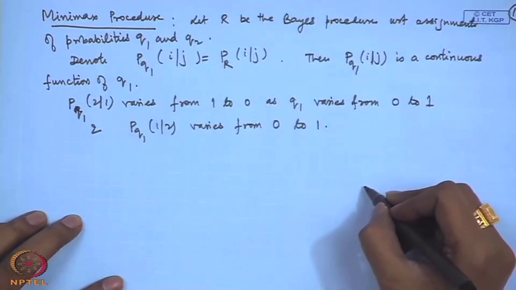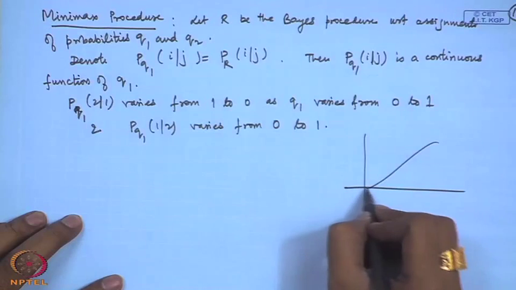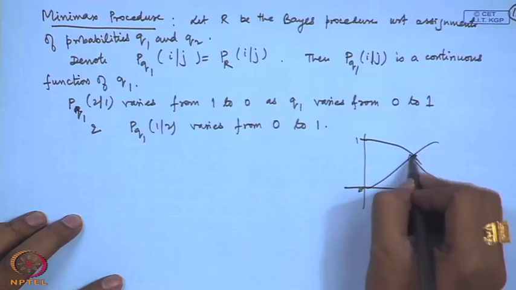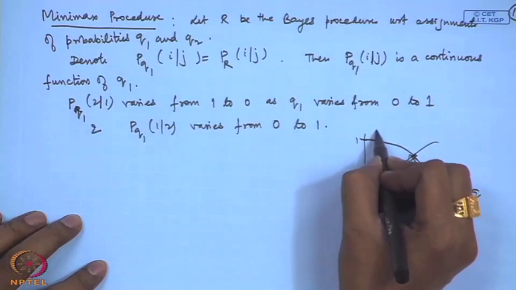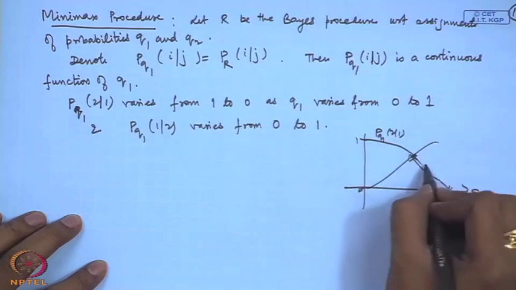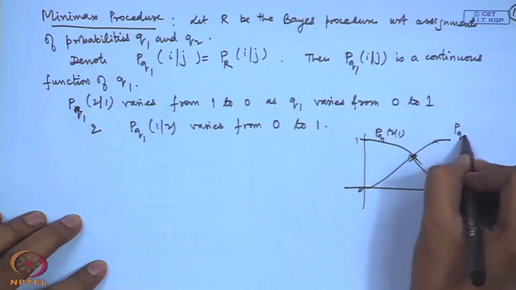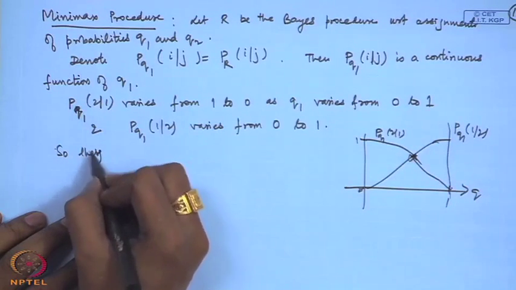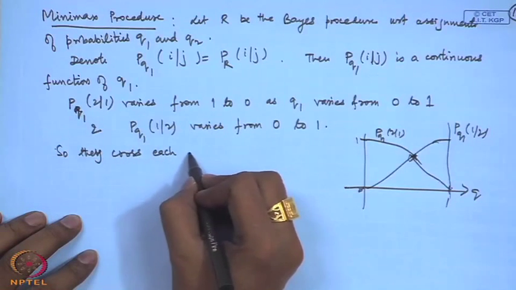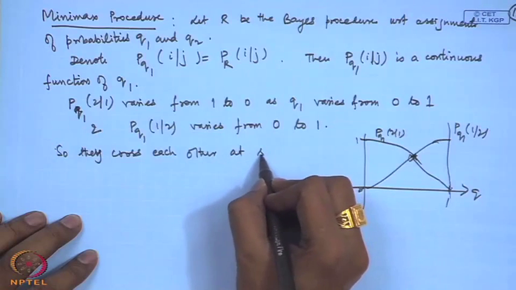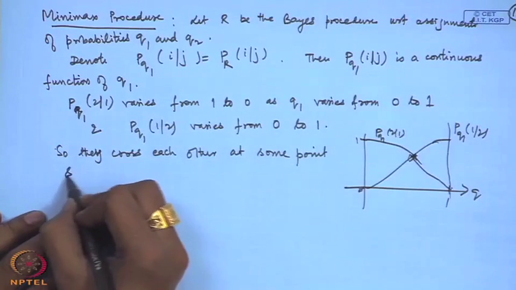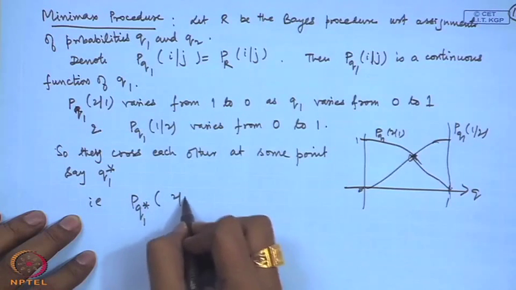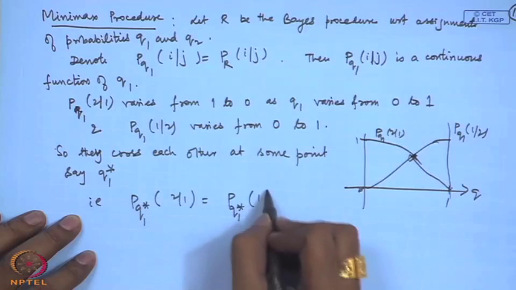So, you can see that they are continuous functions and they are varying between 0 to 1 as q 1 varies from 0 to 1. So, certainly they will cross at some point. If I am considering the graph of p q 1 (2 given 1) and the graph of p q 1 (1 given 2) between 0 and 1, then they will cross each other at some point, say q 1 star, that is p q 1 star (2 given 1) is equal to p q 1 star (1 given 2).